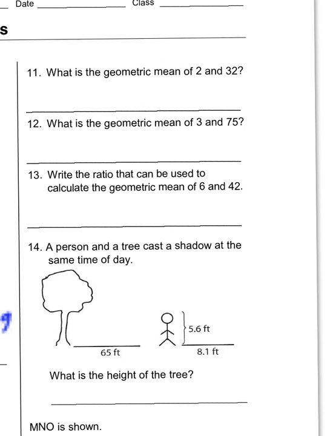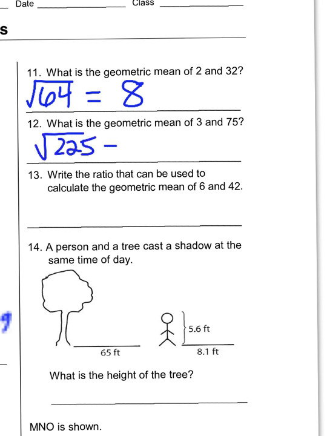To find the geometric mean of 2 and 32, we would need to multiply them and take their square root. So that's the square root of 64, and the square root of 64 is actually the number 8. So 8 becomes the geometric mean. Number 12, 3 times 75 is 225. So if we take the square root of 225, we end up with the number 15 as the geometric mean.